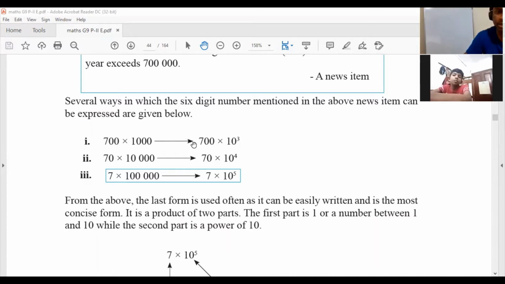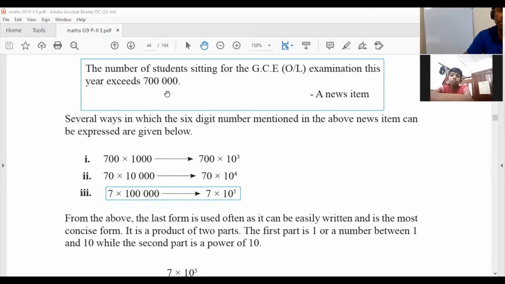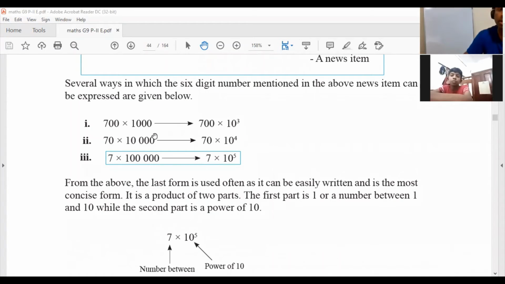That is 700. You learned how to write this 1000 as a power of 10, 10 to the power 3. Now the next one, 70 times 10,000. 70 times 10,000 gives again 700,000. 10,000, if you write it as a power of 10, should be 10 to the power 4. Therefore, this is 70 times 10 to the power 4.